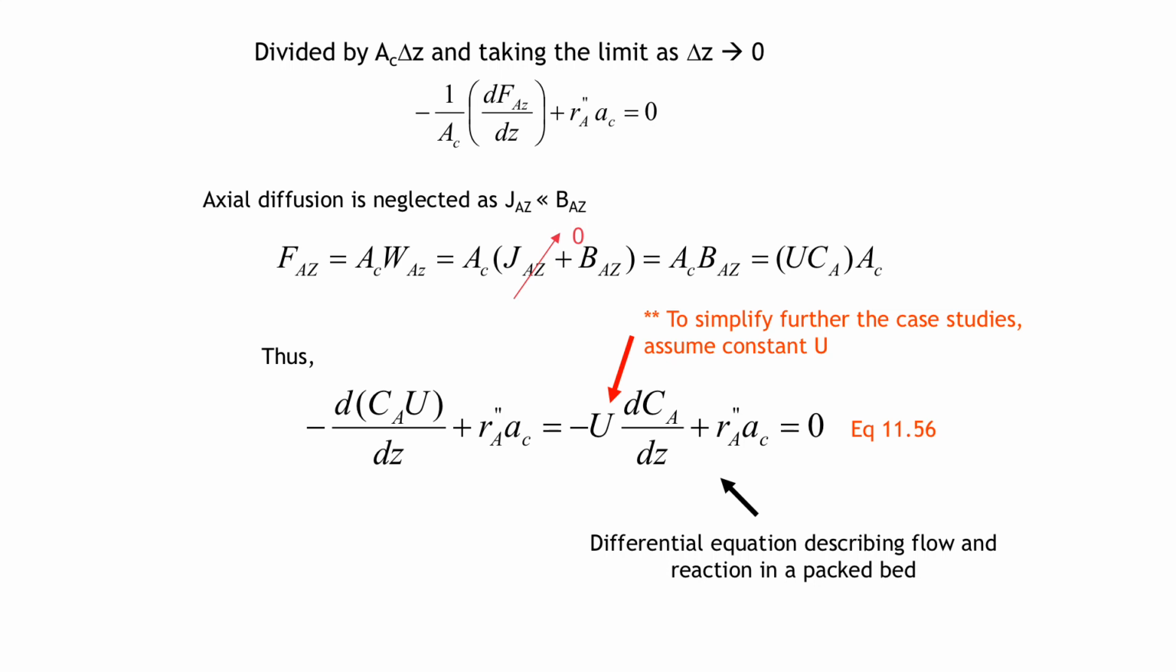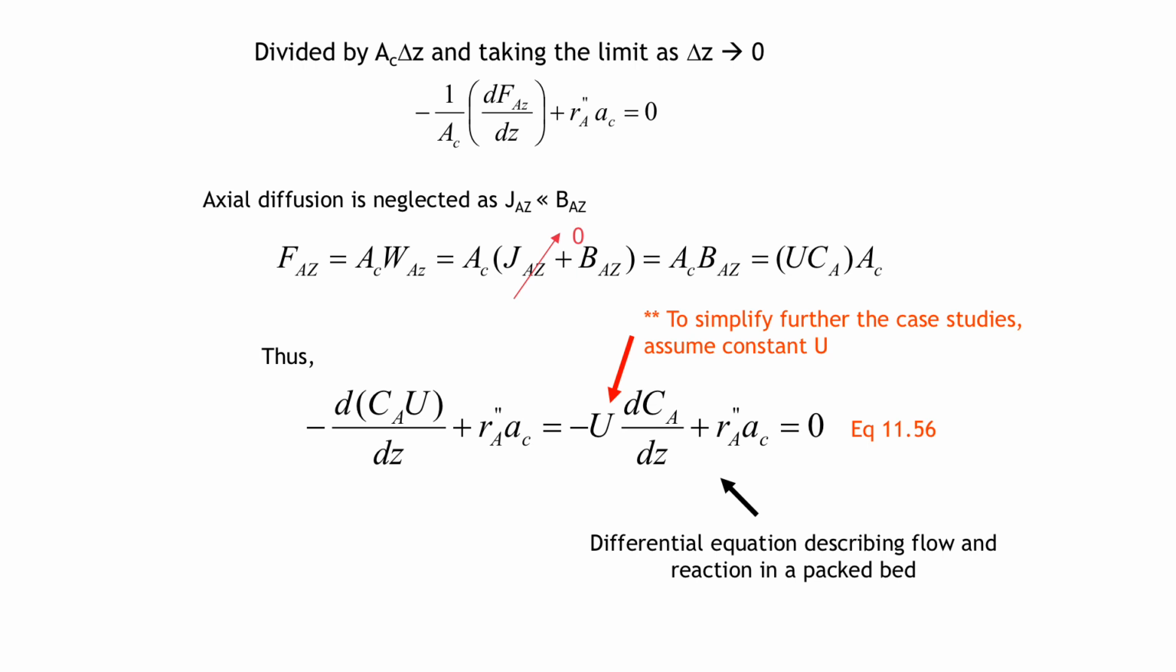So from our previous lecture note on single particles, we know that the molar flux, WA, is equal to JA plus BA. However, in a PBR, the amount of material transported through diffusion, which is JA, is very small compared to the bulk flow via convection, which is BA. So that's why we can neglect JA and put it as 0, because its value is very small compared to BA.